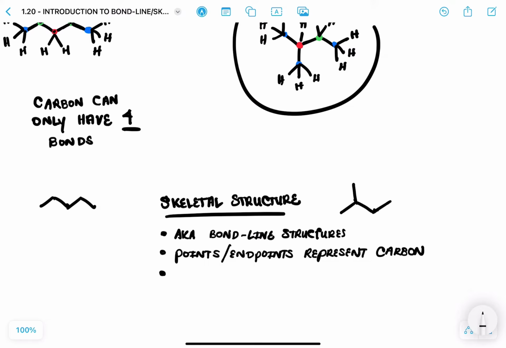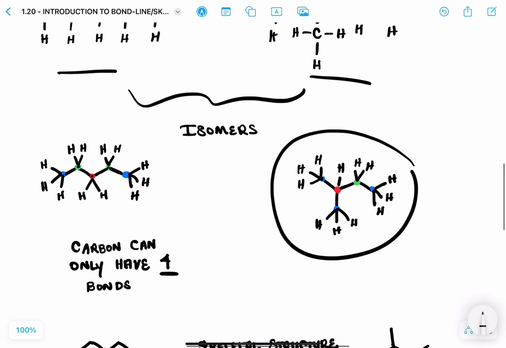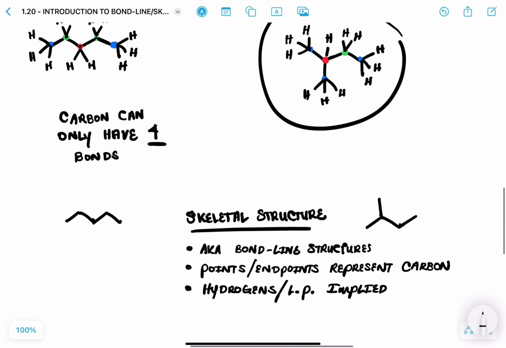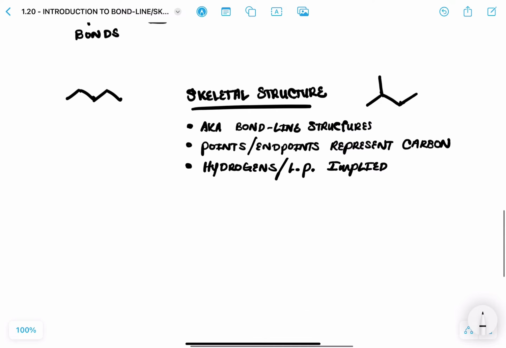And then lastly, the hydrogens are implied in a skeletal structure. And then also the lone pairs, which we'll get to another example, are also implied. So hydrogens, lone pairs are implied structures, right? And so again, the way we do this is without the hydrogens, so that way we don't have to write out all of those 12 hydrogens. Instead, we can assume that they are there.